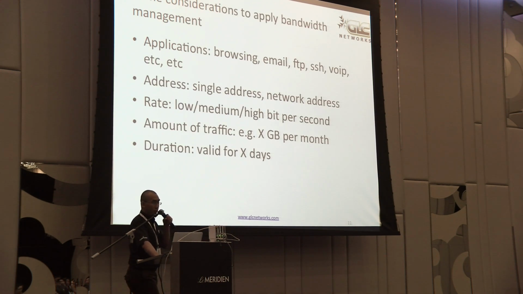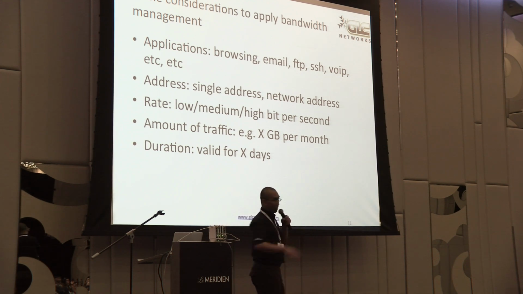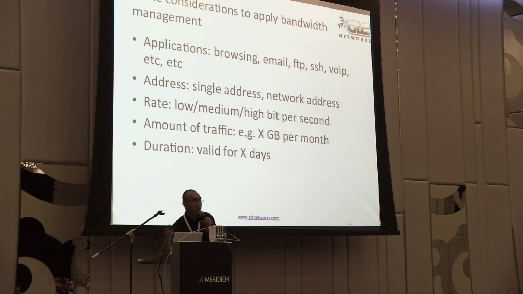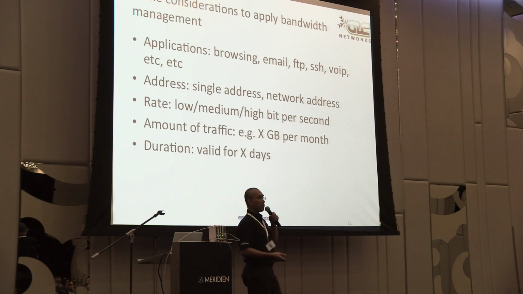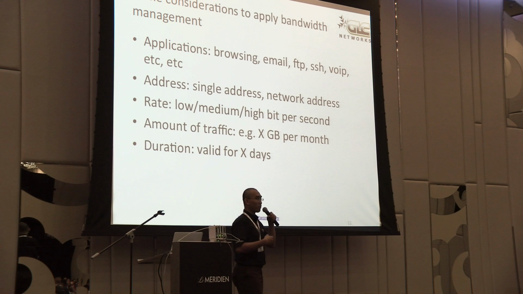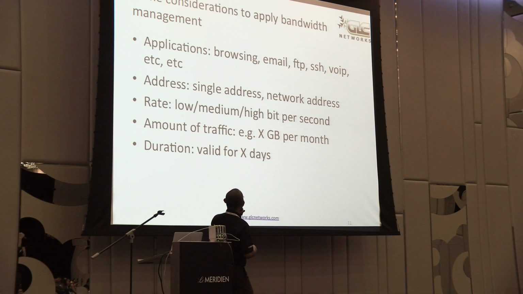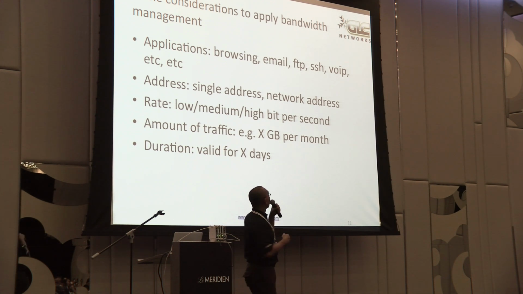And that can be based on several things here. We can apply the bandwidth based on the application that people are using, like browsing. For browsing, 5 megabit per second. For email, 4 megabit per second. FTP, we put it a little bit lower because not so many people are using it. SSH, we have to put it on first priority, but not big, because people can download through the SSH. VoIP, etc.